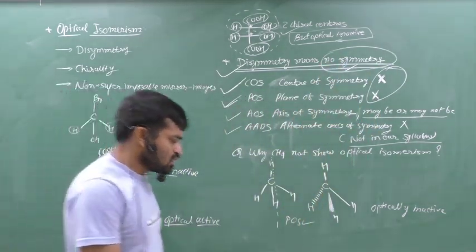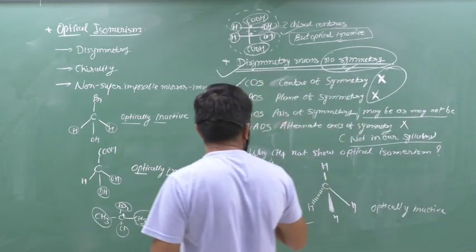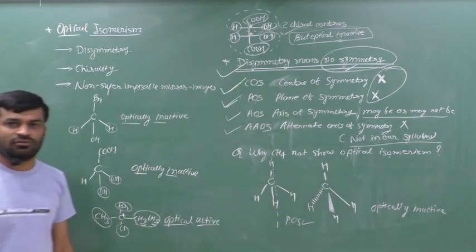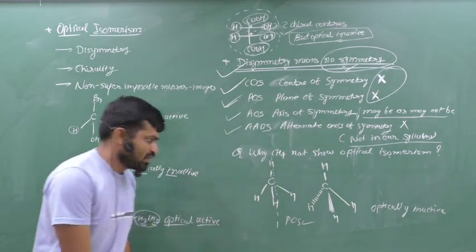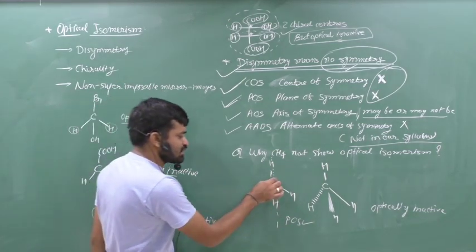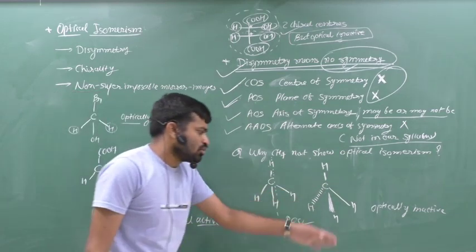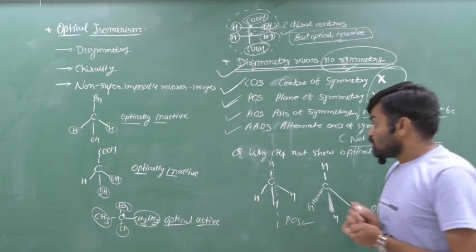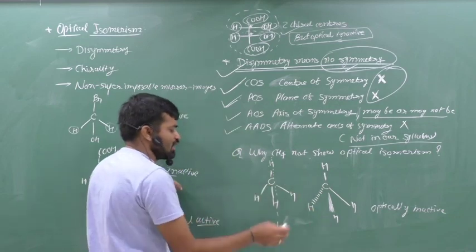Now the question is, can anyone say why CH4, methane, does not show optical isomerism? If we draw the structure of methane, it is like that: C with H, H, H, H. It is tetrahedral, which you can draw in 3D wedge-dash form. Clear? This is optically inactive, and the first reason is that it does not have a chiral carbon.